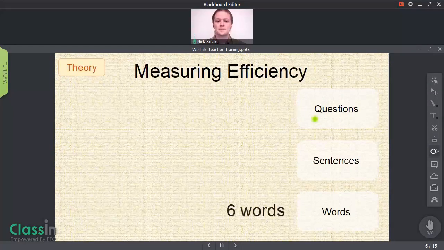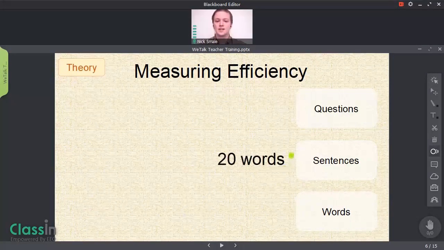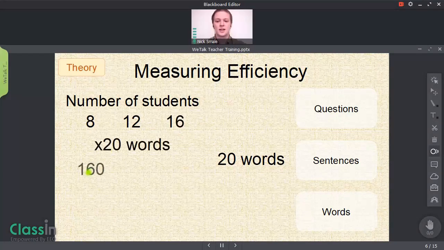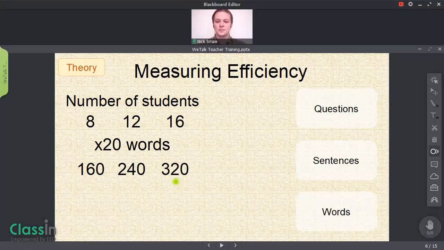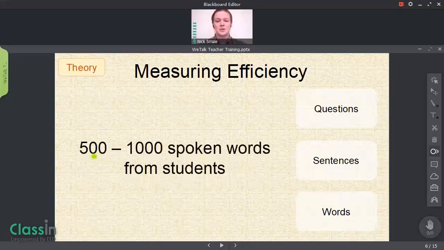So, efficiency. We have roughly 4 to 8 vocabulary words, which means an average of 6. Again, we have an average number of sentences of average length, gives us approximately 8 words per lesson. And again, average for questions would be 6. So when we put it all together, we get 20 words per student. And in a class of 8 to 16 students, that gives us a total of 160 to 320 words. Likewise, we're going for habits. So 3 repetitions gives us 480 to 960 words. If you're thinking that's high, that's because it is. For easy numbers, we round it up to 500 to 1,000 spoken words from the students.